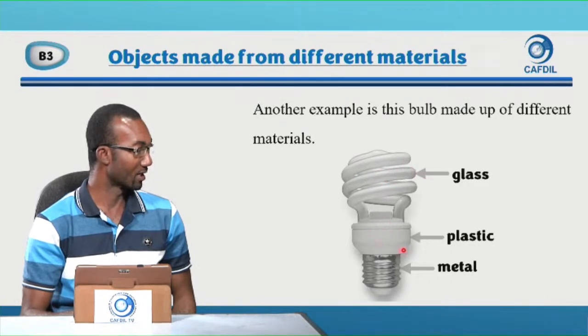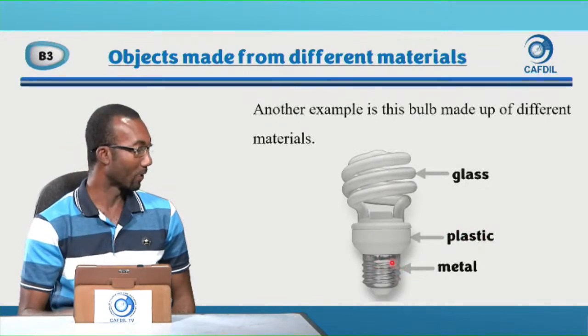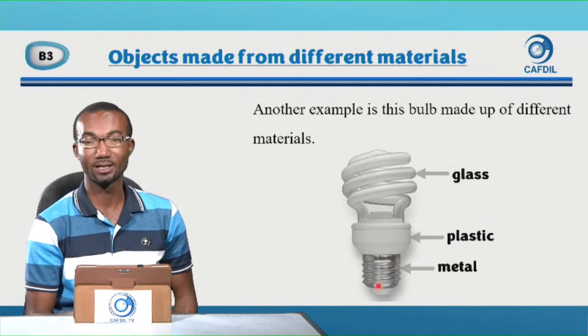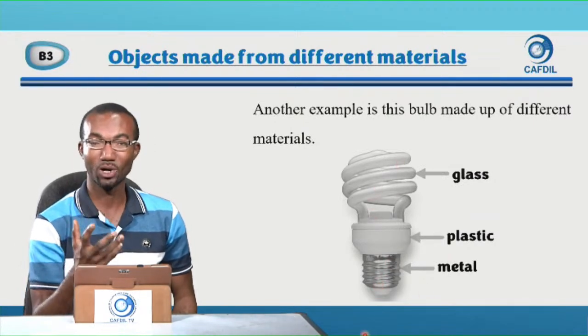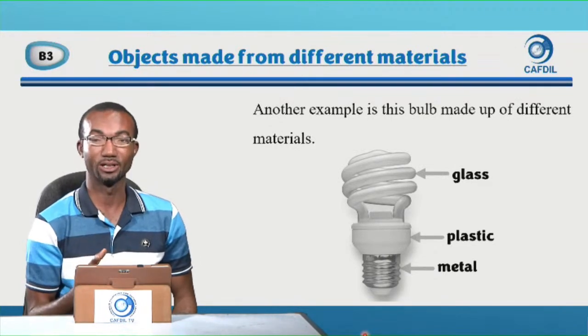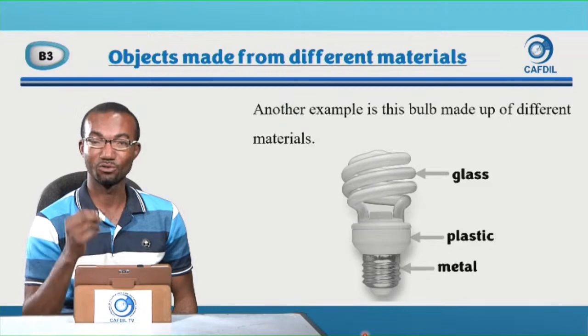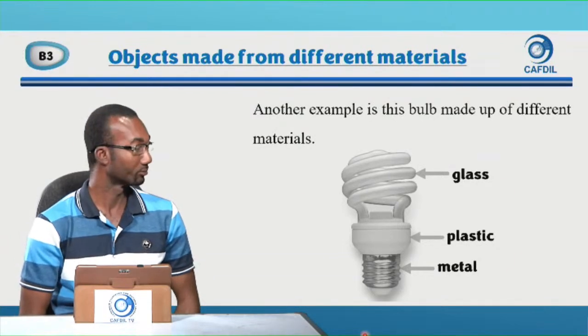This portion is made of plastic. This portion that you screw to the holder is made of what? Metal. So this bulb alone is made up of more than one material. This bulb is also made up of more than one material. So as I said, no one material has all the properties that are needed to make certain objects.